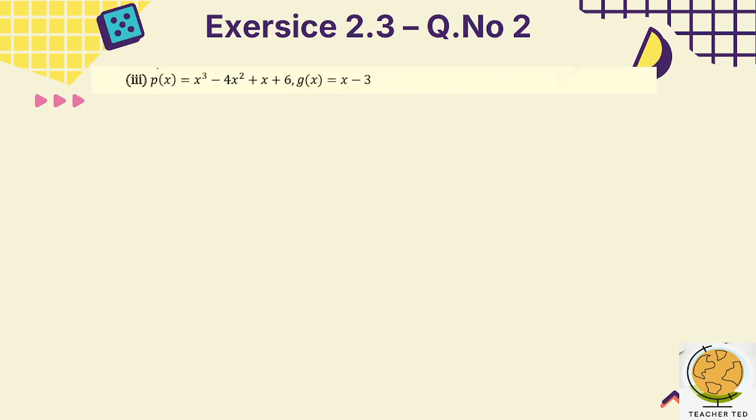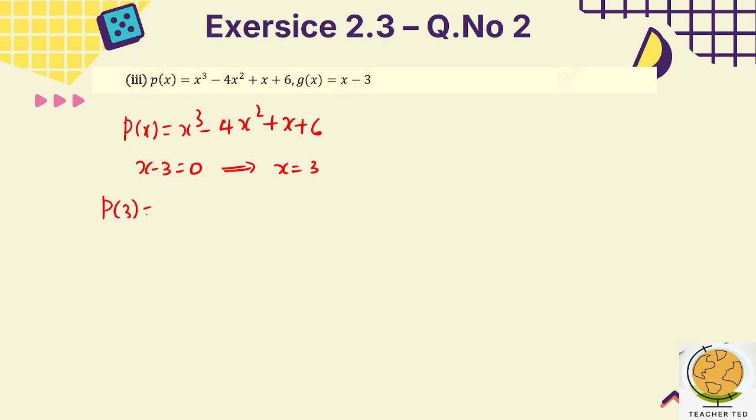Next problem, given p of x is equal to x cube minus 4x square plus x plus 6, and the factor given here is x minus 3 is equal to 0, and x is equal to 3. Substitute the value of 3 in the given equation. P of 3 is equal to 3 cube minus 4 into 3 square plus 3 plus 6. So 3 cube is 3 into 3 into 3.